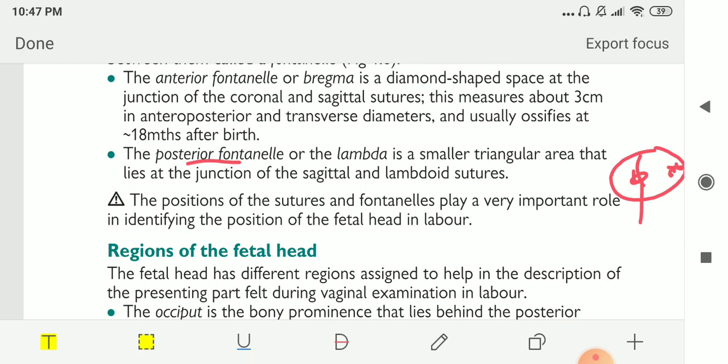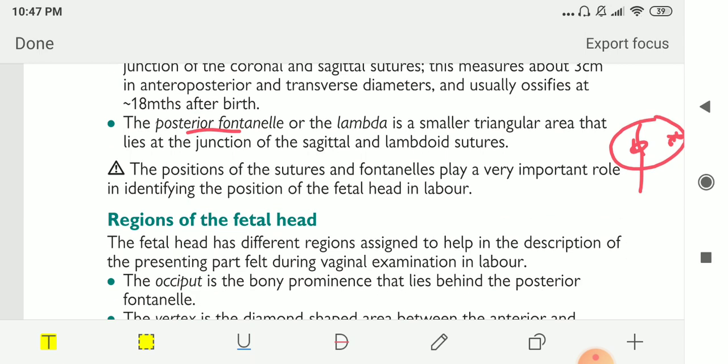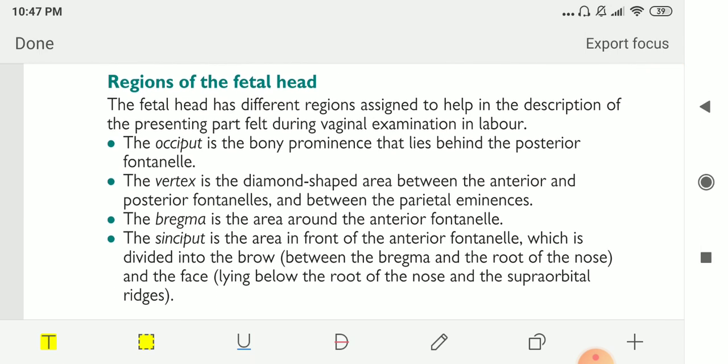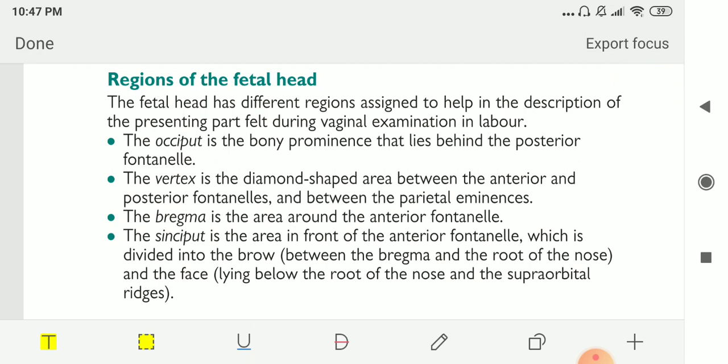The posterior fontanelle, or the lambda, is a smaller triangular area that lies at the junction of the sagittal and the lambdoid suture. It is present at the posterior surface of the skull. The position of the sutures and the fontanelles plays a very important role in identifying the position of the fetal head in labor. There are some regions of the fetal head: the fetal head has different regions assigned to help in the description of the presenting part felt during vaginal examination in labor. So what is the presenting part?